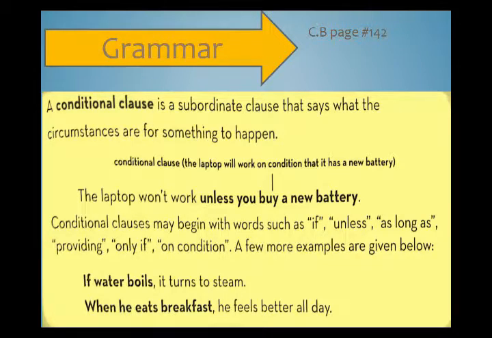A conditional clause is a subordinate clause that says what the circumstances are for something to happen. For example, that laptop will work on condition that it has a new battery. It means a conditional clause means we have one condition, then we will do the work. After completing the condition we can complete our work, and without completing the condition we cannot do our work.